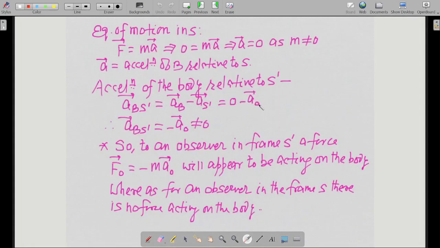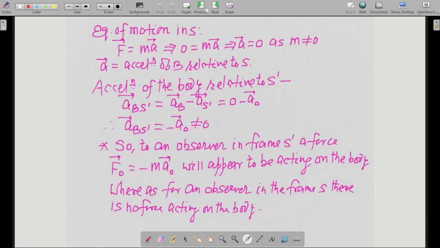So 0 minus a naught vector. Now a_B with respect to S prime is equal to minus a naught, that is not equal to 0 clearly, because this particular term is not equal to 0. Okay, because the acceleration of the vehicle is non-zero, right? So it will not be equal to 0. So to an observer in frame S prime, force F naught equals minus m a naught.